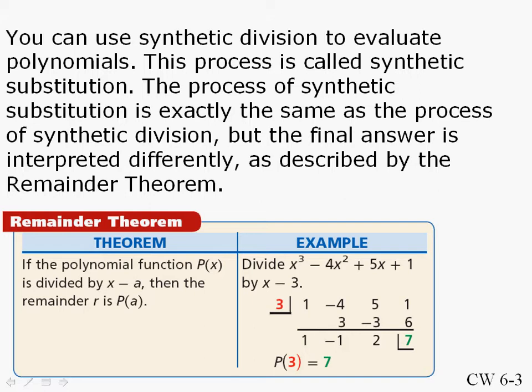Using synthetic division, we find that the remainder is 7. Since the value of the remainder is 7, the value of the polynomial, where x is positive 3, equals 7. We can double check if we plug in 3 to the equation x cubed minus 4x squared plus 5x plus 1, the answer that we get is 7. Let's do some examples.